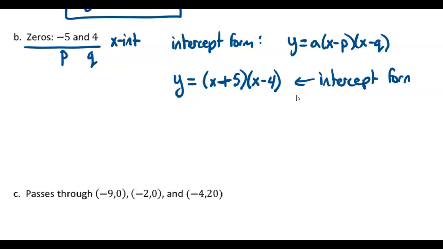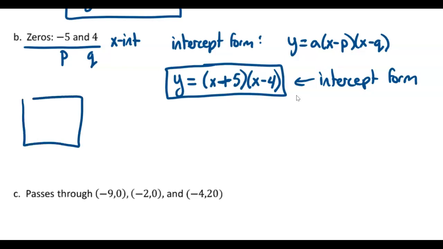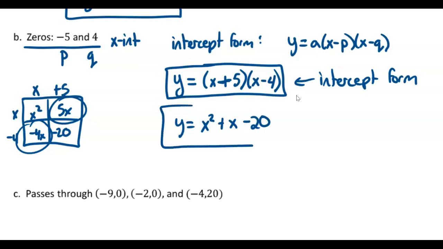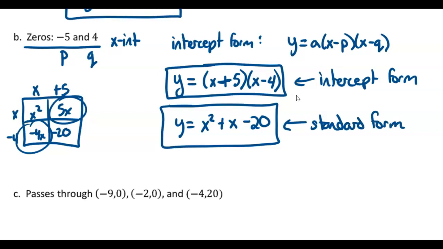Now, they did ask for it in standard form, so if they want it in standard form, you just have to multiply it out. So you're going to do (x plus 5) times (x minus 4). All right, and you get y equals x squared. You're going to combine the 5x minus 4x, so you'll just get plus x, and then minus 20. So this is the same equation. This is just in standard form. So standard form is just all multiplied out. And how I knew I started in intercept form is if they give me the two x-intercepts, then I start in intercept form.